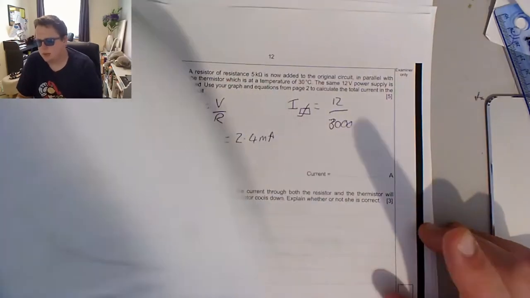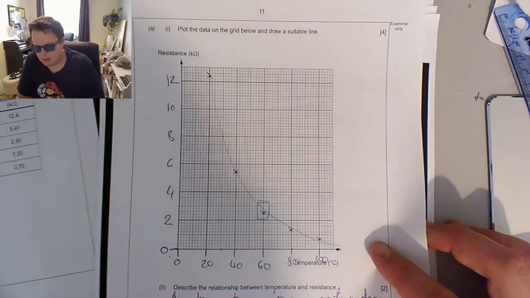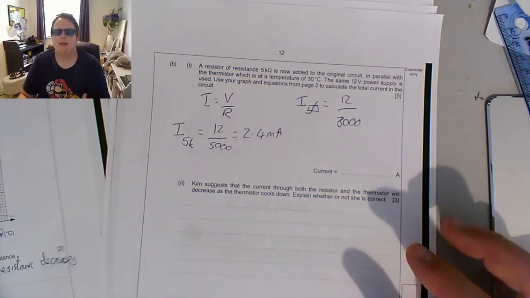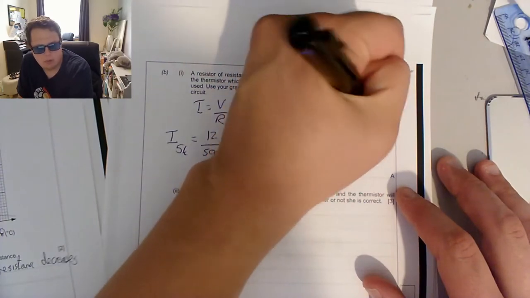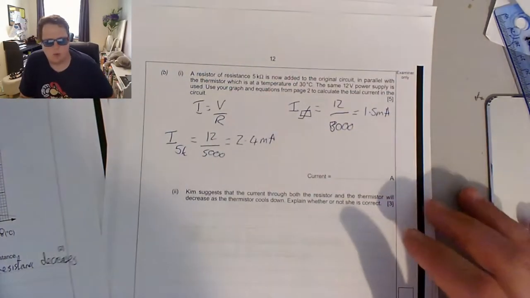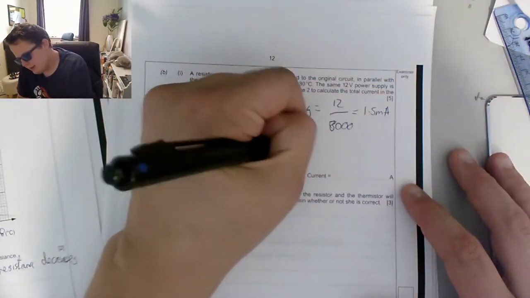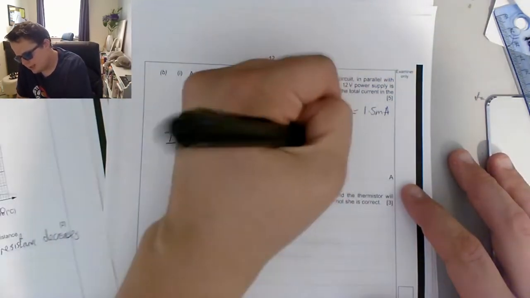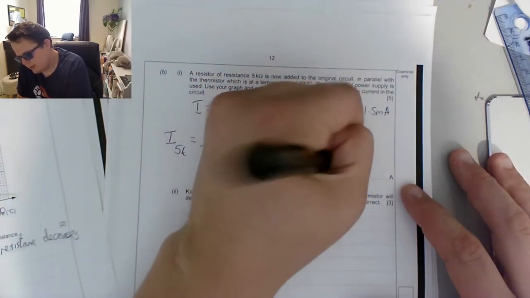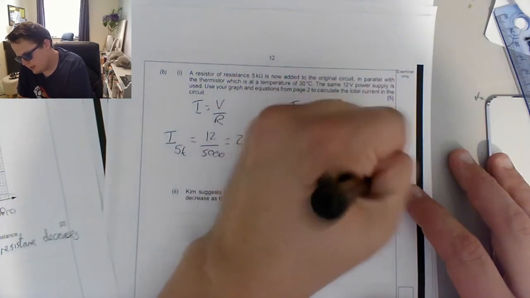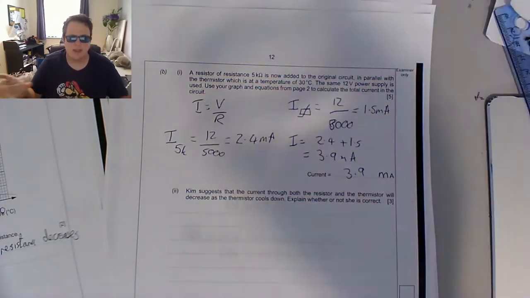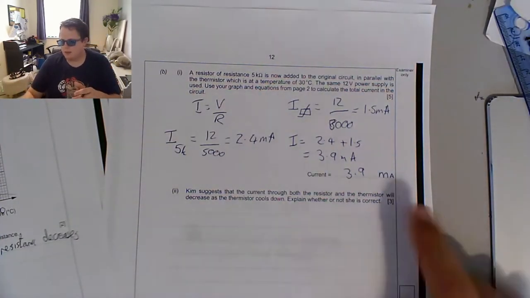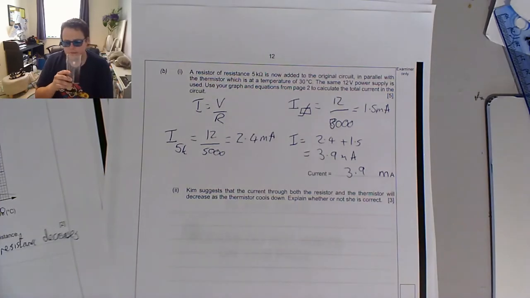Why is it 8,000? Because at 30 my line goes through 8. Again, you need to make that clear on your graph, on your results, and that gives me a value of 1.5 milliamps, or 1.5 times 10 to minus 3. Then my total current is going to be these two added together, 2.4 plus 1.5, which is 3.9 milliamps. 3.9 milliamps. Now you could give the answer in amps and put a times 10 to the minus 3 in there. That's acceptable, 0.003 amps. But yeah, milliamps.